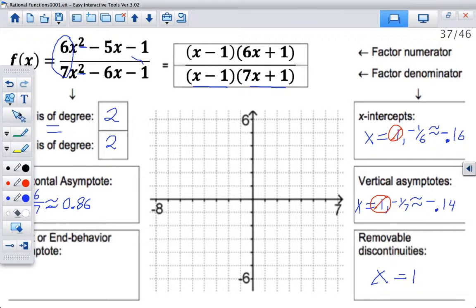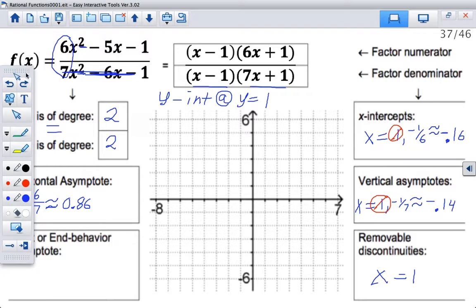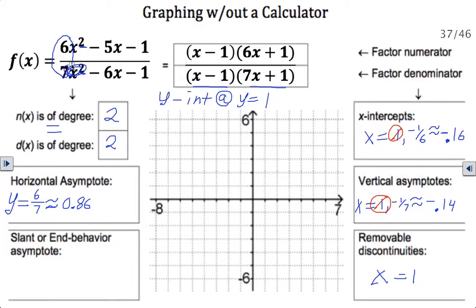All right, let's see. Oh, we still need our y-intercept. So in this case, our y-intercept is at y equals positive 1. For your y-intercepts, you want to get rid of anything that has an x in it. So if you feel like scribbling it out, you can. So your y-intercept is at negative 1 over negative 1, which reduces to 1. Because we have a horizontal asymptote, we will not have a slant or end behavior asymptote.